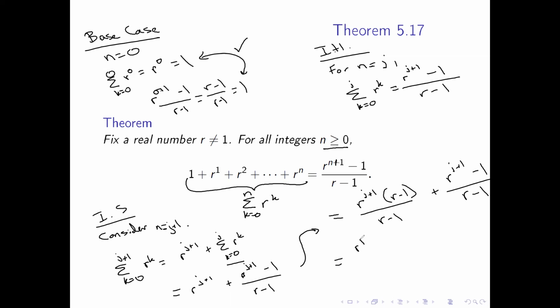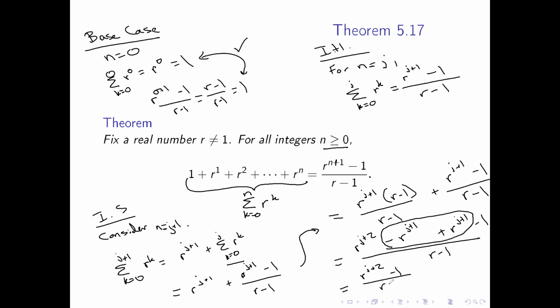which in the end is just going to be r to the j plus 2 minus r to the j plus 1 plus r to the j plus 1 minus 1, all that over r minus 1. As you obviously can see, the middle part's going to cancel out. So we get our desired answer, which is r to the j plus 2 minus 1 over r minus 1. And we're done. So by the property of mathematical induction, we've shown that this is true by using the previous step. This is the really beautiful scenario here, is that we actually can work our way through this.